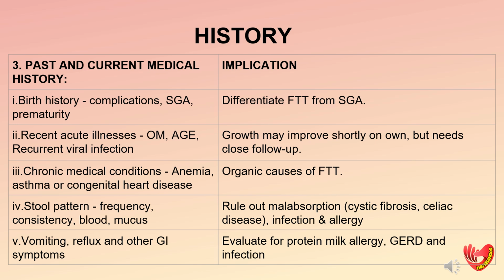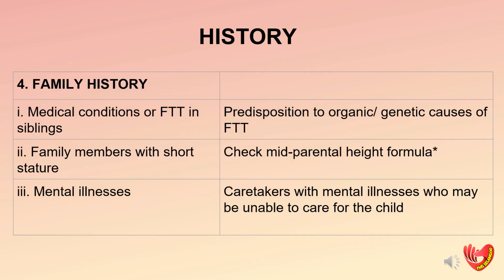Stool pattern, including frequency, consistency, and the presence of blood or mucus, is important to look for malabsorption as seen in cystic fibrosis, celiac disease, or any infection and allergies. Ask regarding vomiting, reflux, and other gastrointestinal symptoms to evaluate for cow's milk protein allergy, gastroesophageal reflux disease, and infections.